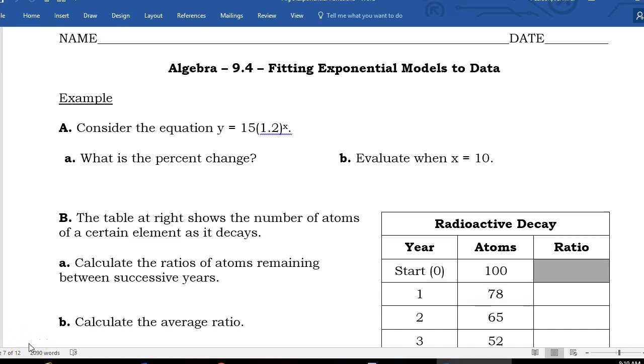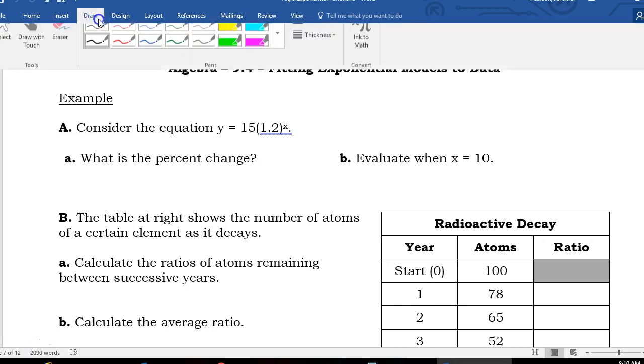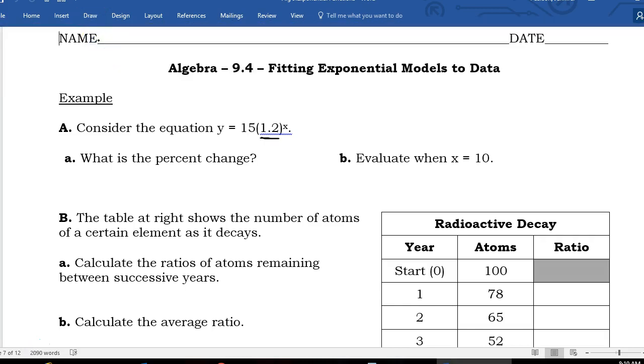This is Algebra Lesson 9.4, Fitting Exponential Models to Data. Example A says, consider the equation y equals 15 times 1.2 to the power of x. What is the percent change? So percent change is related to this ratio in here.